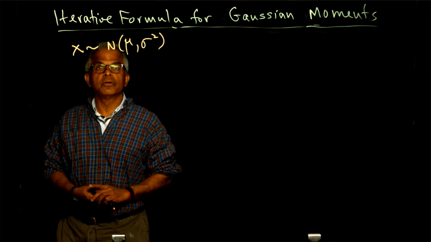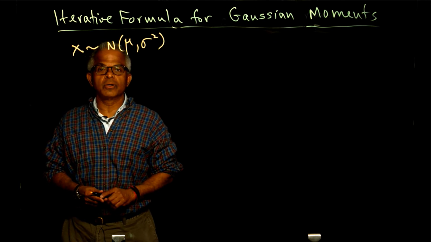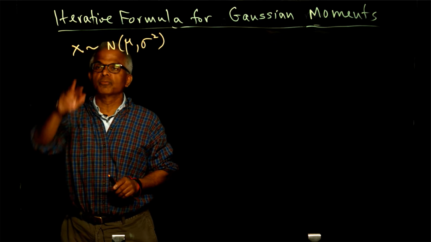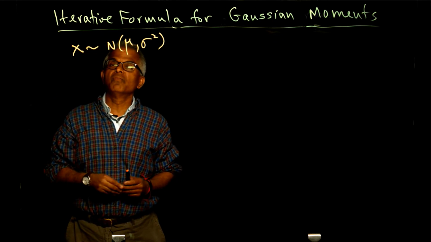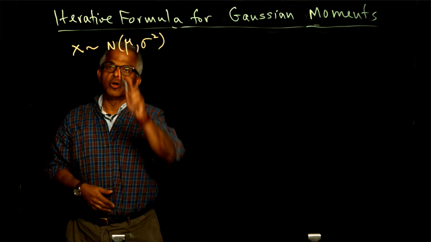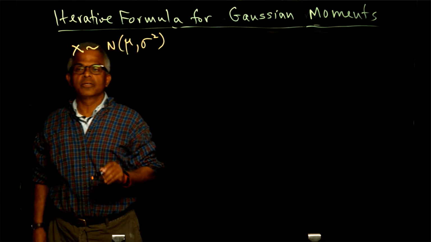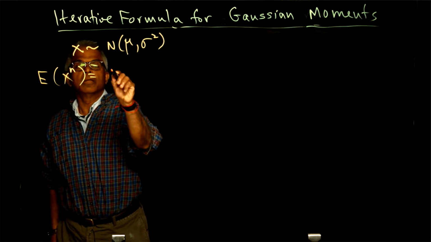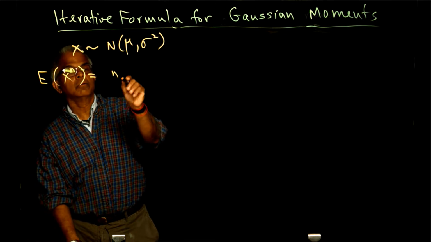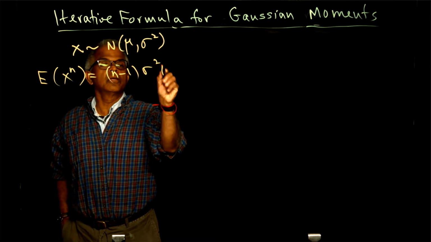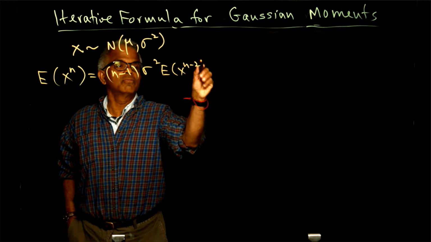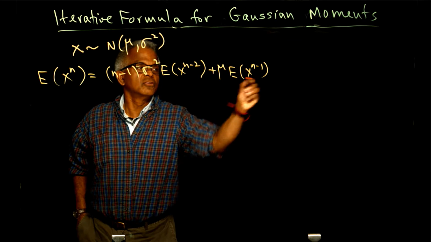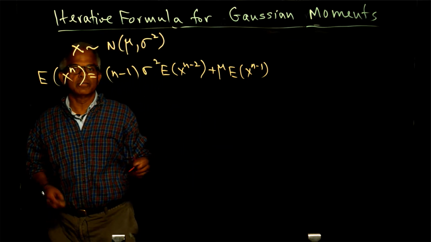So today we are going to develop an iterative formula for the moments of Gaussian random variables. I'm going to start with a random variable x, which is normal with mean mu and variance sigma squared. And I'm going to show that the nth moment can be expressed through this iterative relation. This is what we are going to derive. At least I haven't seen this formula, but anyway, we will derive it.